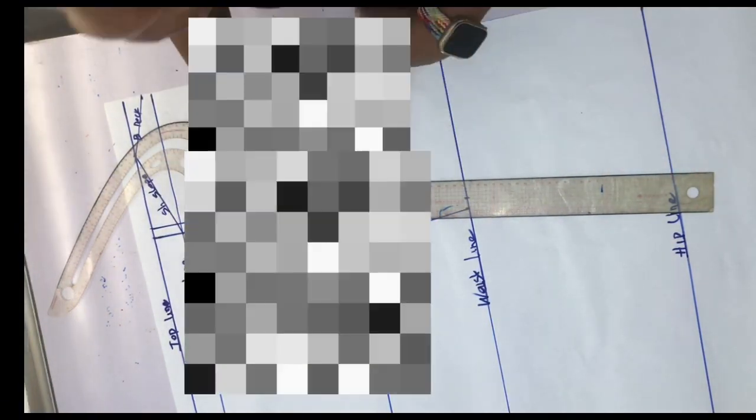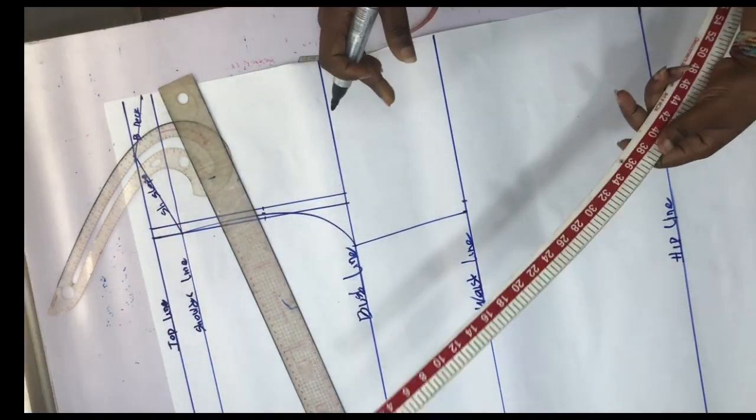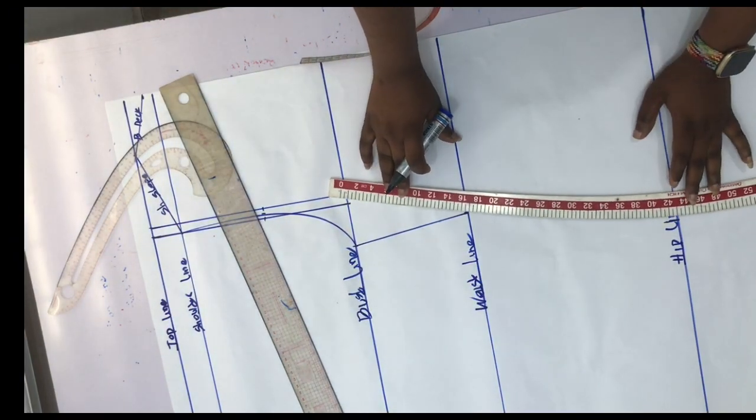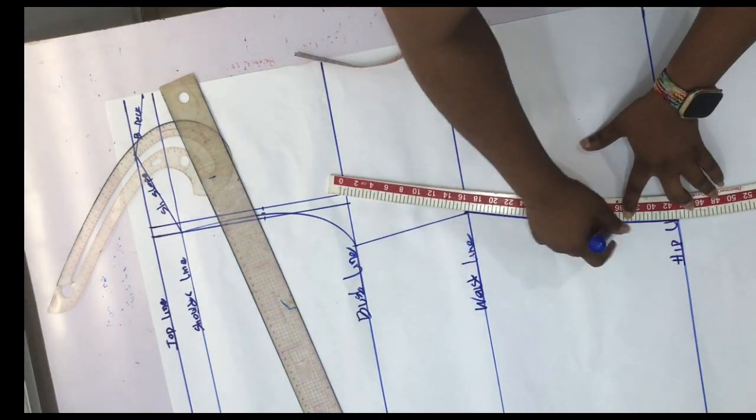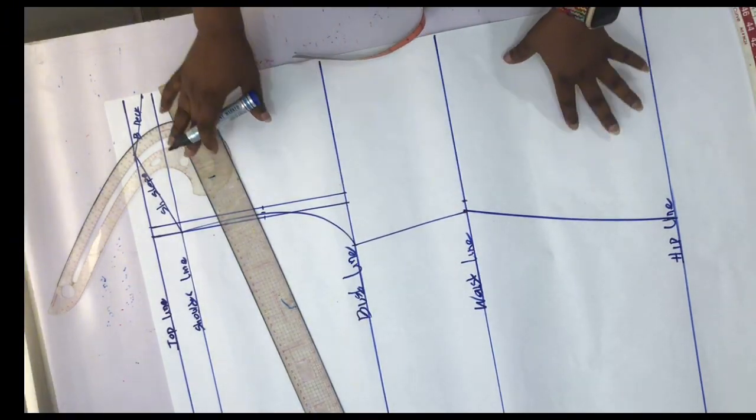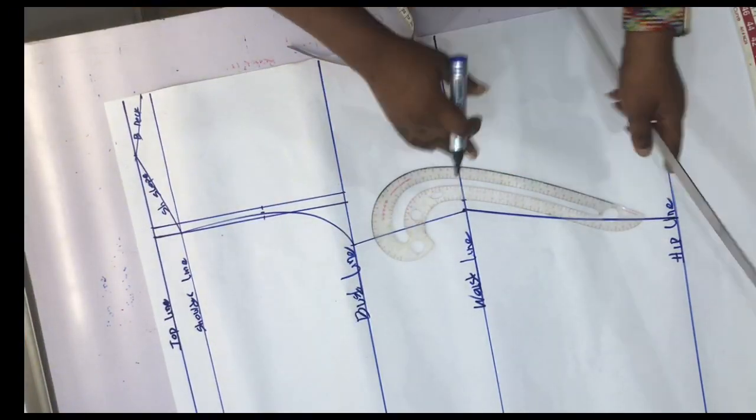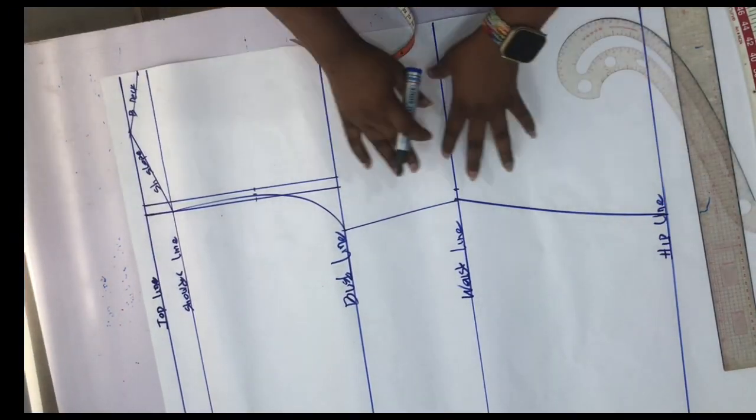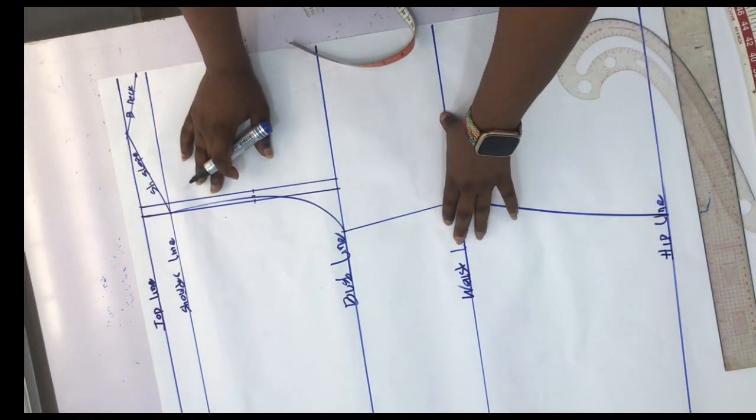Now when connecting the lines, I already connected the lines from the bust to the waist using a ruler, but I cannot use a ruler to connect the waist to the hip, and the reason is because our waist to hip is not straight, and that is why we are using a curvy ruler, which is called the hip curve.